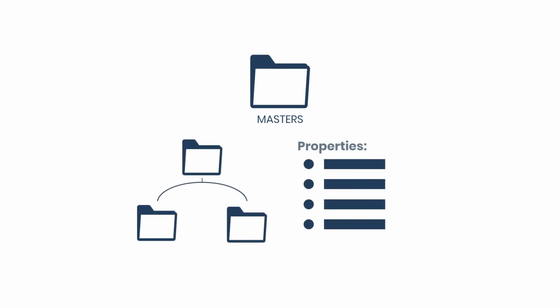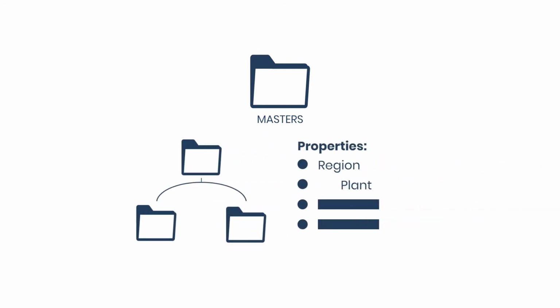The Masters branch contains all your master facility documents, commonly known as built documents. Its folder structure is based on 4 properties: region, plant, discipline, and classification code.